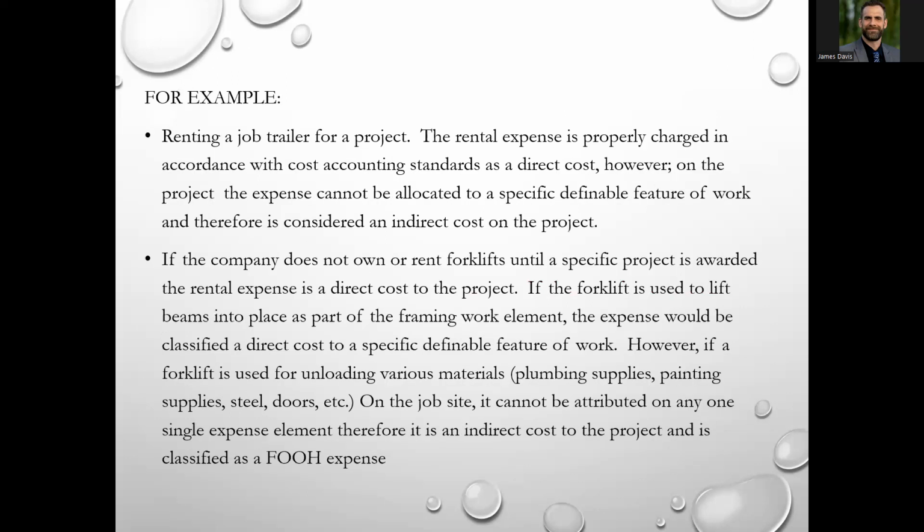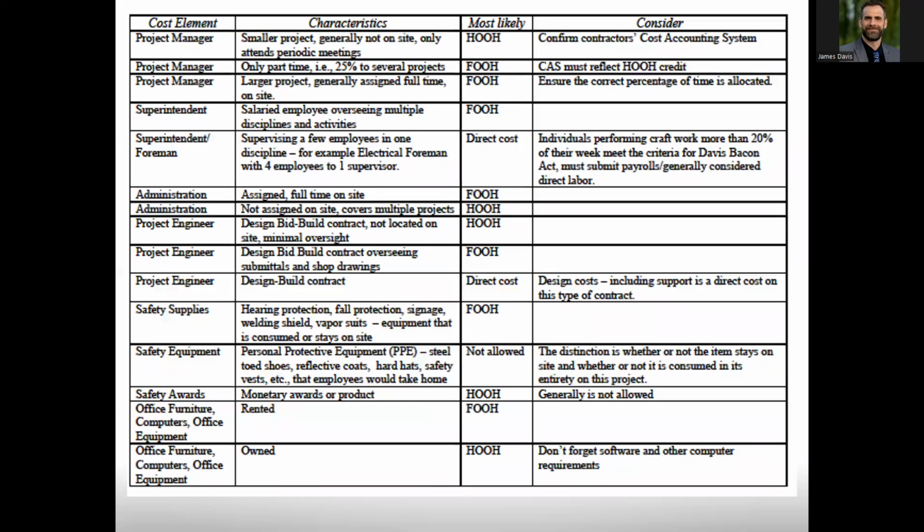So here's just some examples. Again, you've got a job trailer, you might have a forklift, you might have a safety manager. It could be, and here's some better examples of how you could have multiples. Do I have project managers? Are they field office or are they home office? Project managers could also be for services, supervisors, superintendents, supervisors.